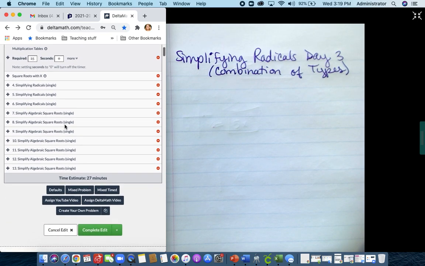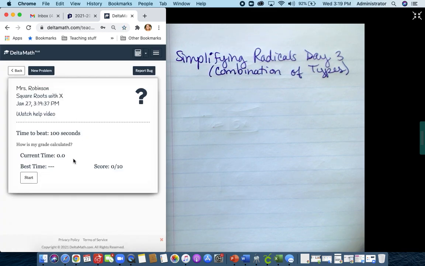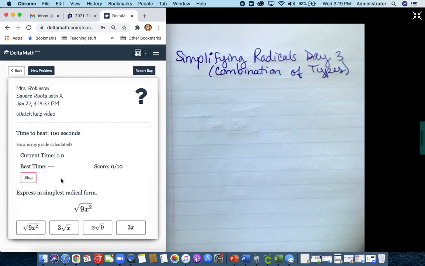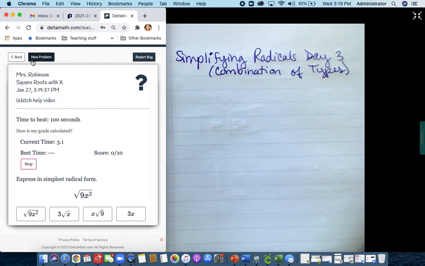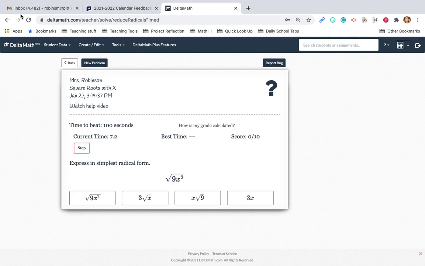And then you are going to go in here and do square roots with x, but everybody's going to get a different problem. So this is where we're going to pick up today. Don't worry about the timer. We are going to work through a couple of these, but put them in your notes when we get to the ones that have something on the outside already.